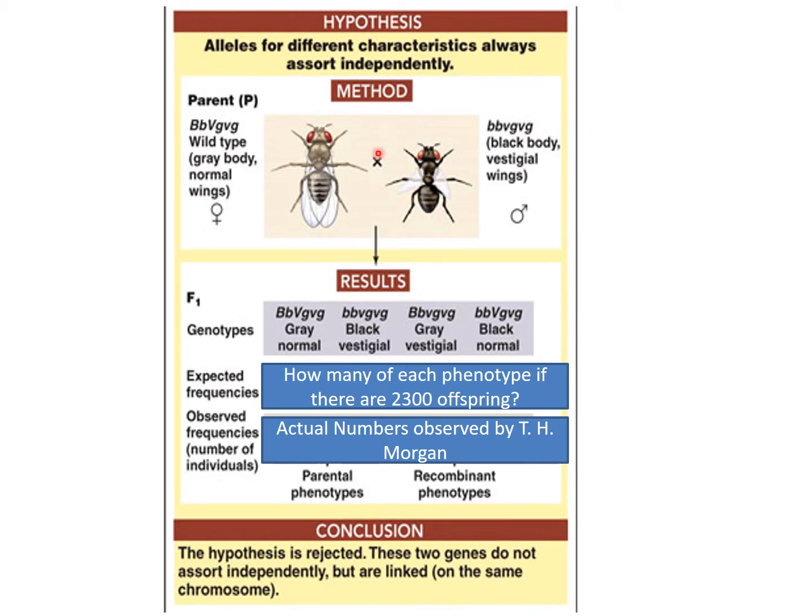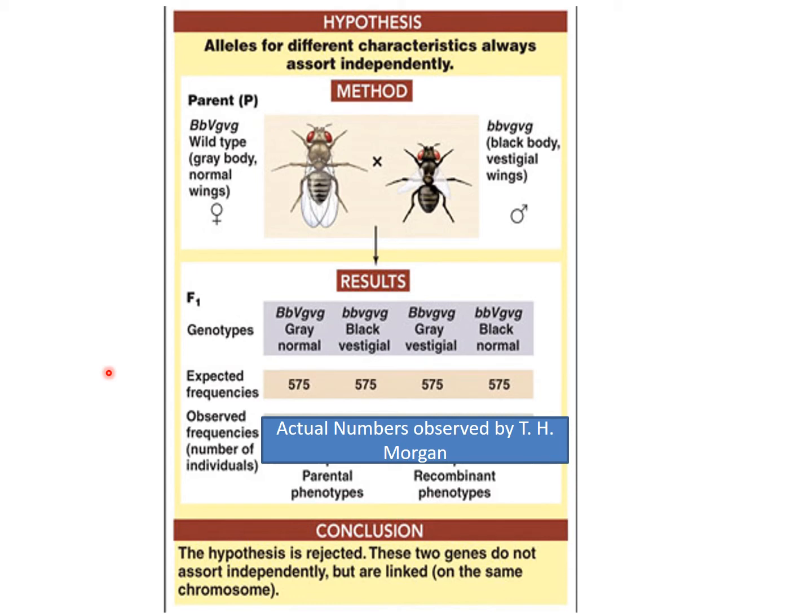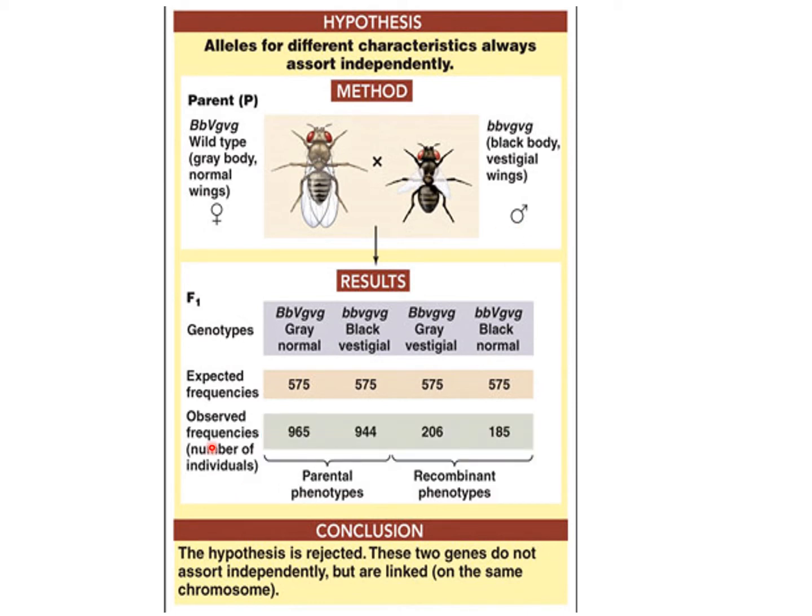So these are the two that he crossed, and he made about 2,300 offspring. Based on Punnett squares and the law of independent assortment that Mendel brought us, we should have seen this 1-to-1-to-1-to-1 ratio in the offspring. Well, here are the numbers Thomas Hunt Morgan observed, and most of them showed the parental phenotypes, which were gray and normal and black and vestigial. So most of the flies came up looking like this.